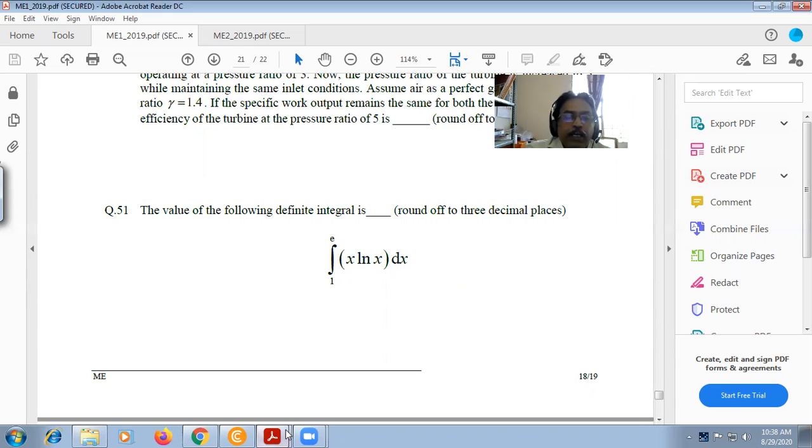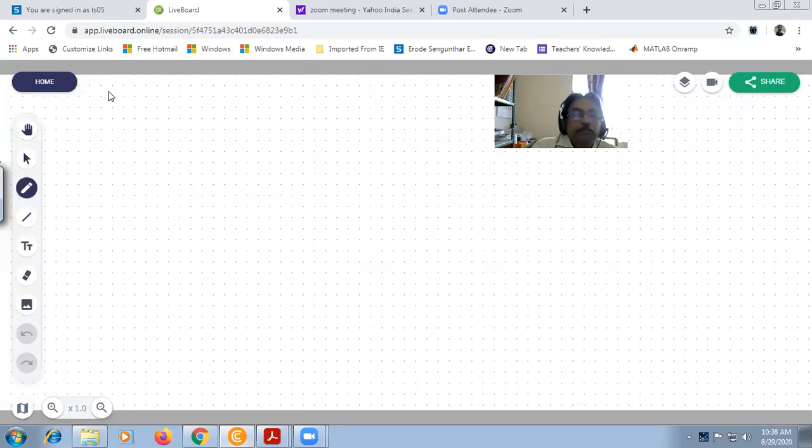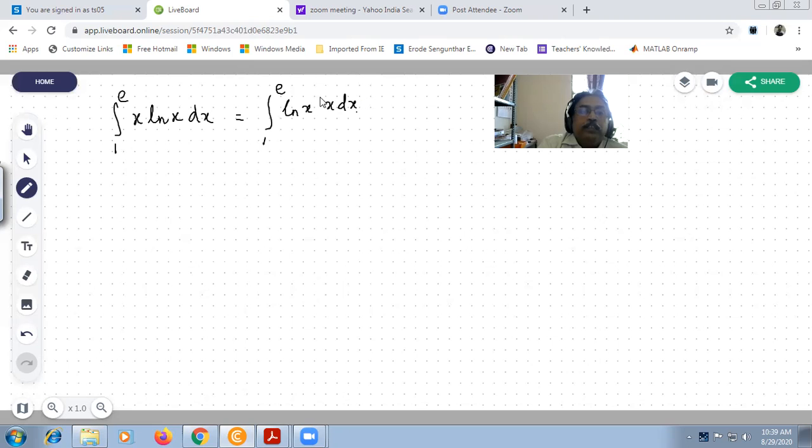So this is an explanation, part B question, I think. Okay. So integral 1 to E, it is x ln x. For this problem, you have to take integration by parts. Ln x times x dx. This is u, this is dv.